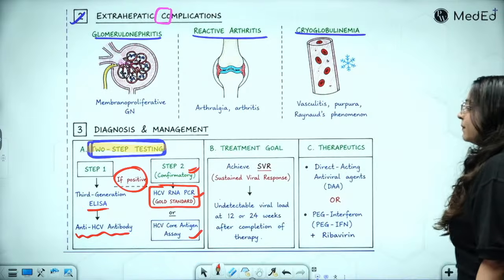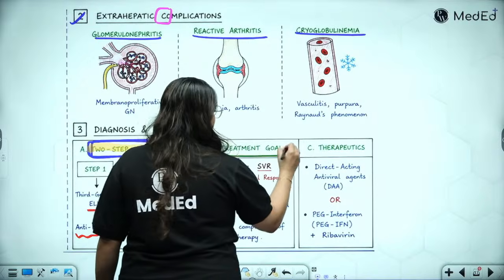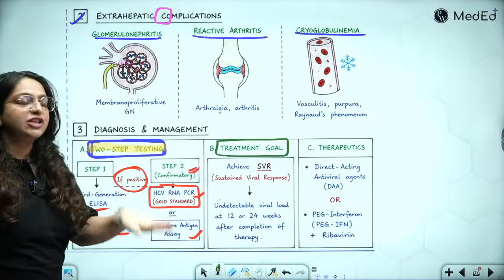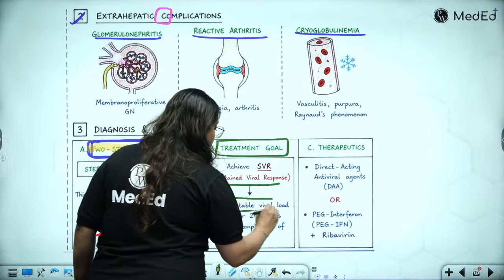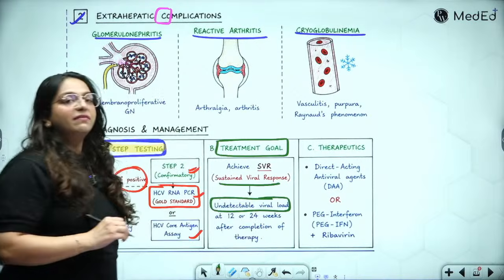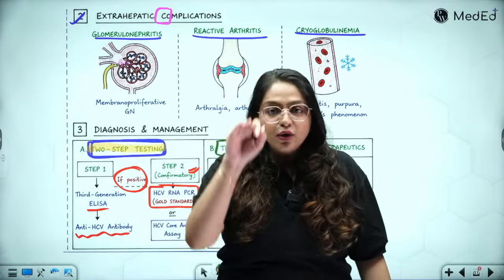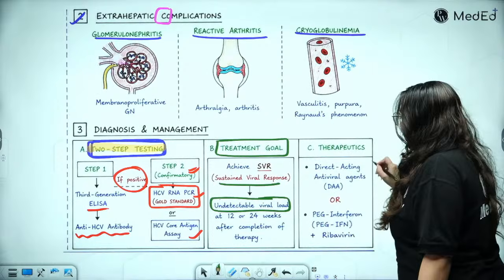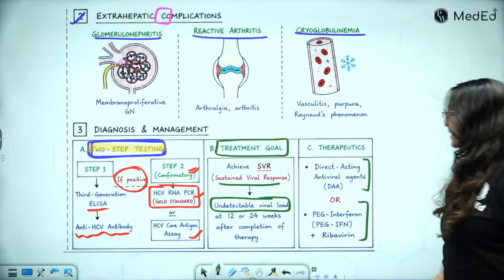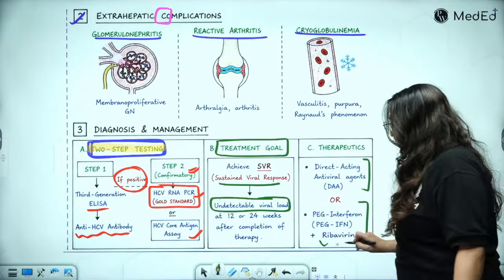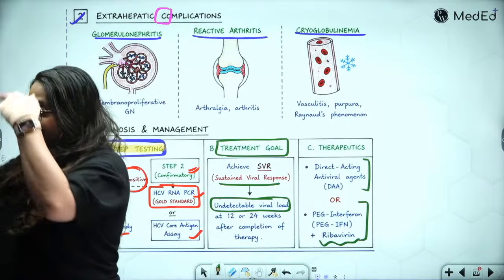Okay? What is the treatment goal? The goal is simply we achieve a sustained viral response. That is undetectable viral load. The goal is not to kill it, but to keep it at a low level. You can add directly acting antivirals and you can add the pegylated interferons plus ribavirin. Ribavirin is the treatment of choice.